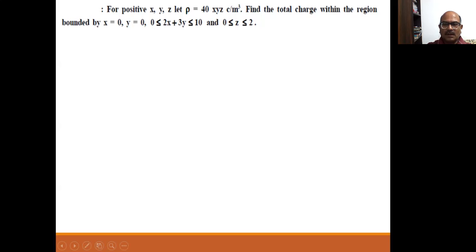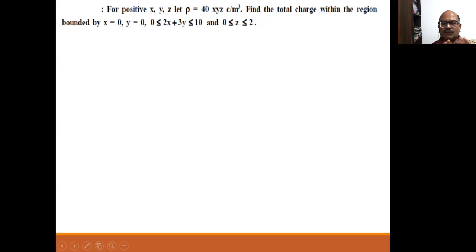It is saying that you have to find the total charge within the region bounded by x equal to 0 and y equal to 0. But this relation holds good: 2x plus 3y should be between 0 and 10, and z should be between 0 and 2.